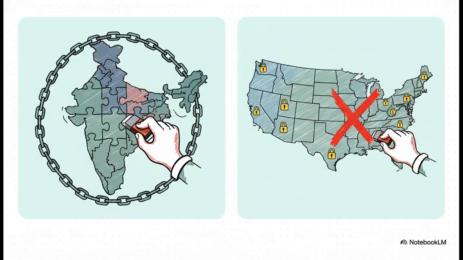Now, this is totally different from a place like the United States. The U.S. is often called an indestructible union of indestructible states. What that means is the federal government over there can't just change a state's borders without its permission. But in India, it's a whole different ballgame. While the union is indestructible, the states themselves, well, they're very much destructible.